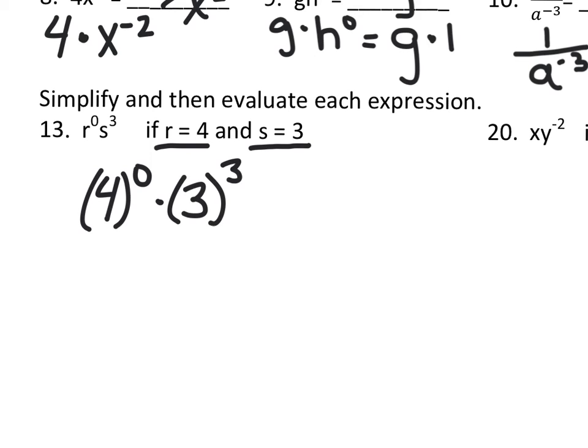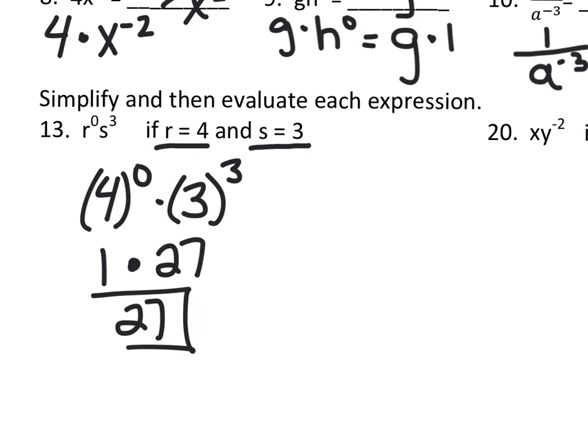So let's evaluate. That just means to find out what those numbers are. We know that anything to the 0 power is 1, and we know that 3 to the 3rd power is 3 times 3 times 3, which is 27. And so if we multiply, we get a value of positive 27. So we plugged in what we knew for r and s, and then we simplified our values.